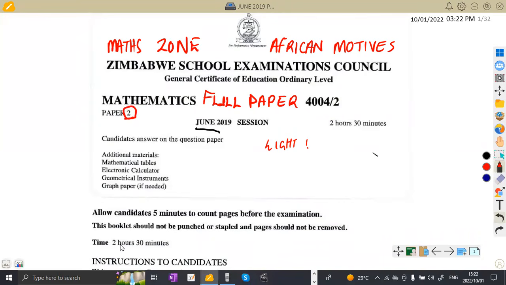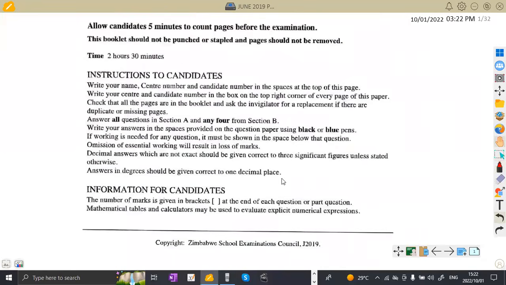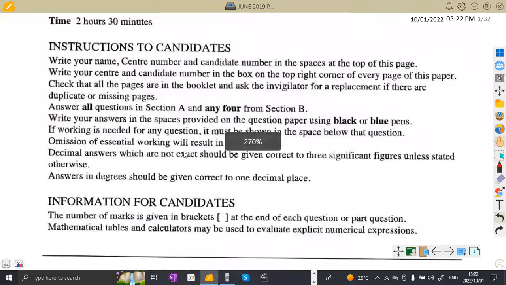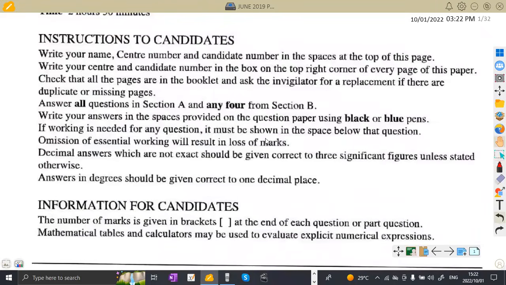So we shall quickly run through the questions, but as you know, guys, our instructions, make sure that you read all the instructions that you are given. That is the most important part. According to our new syllabus, we are now supposed to answer 4 questions in section B, which is different from the previous part where we had to answer 3 questions. Now it's just 4. But for section A, you've got to answer everything.